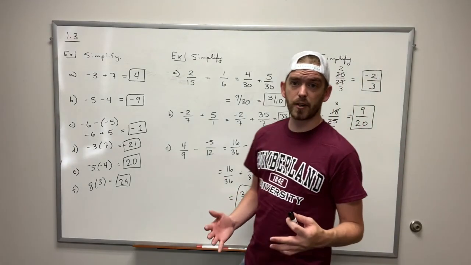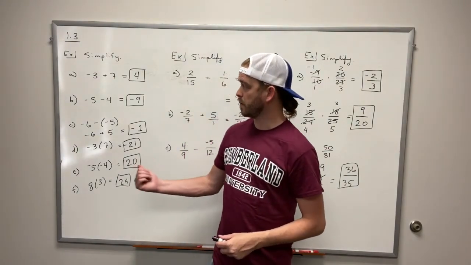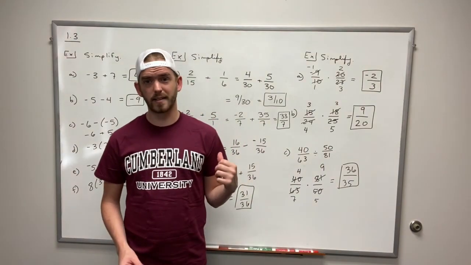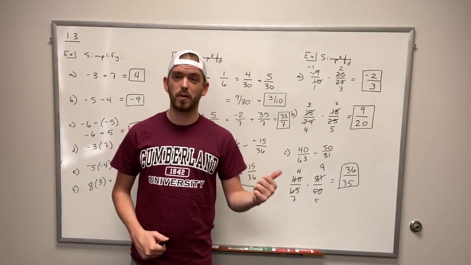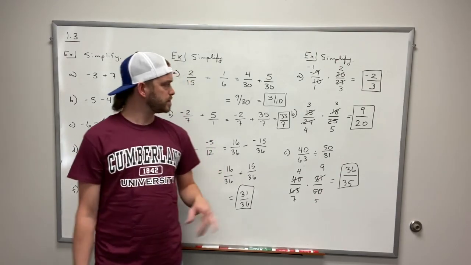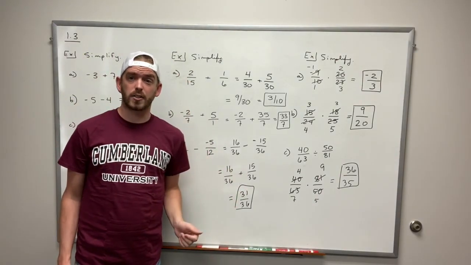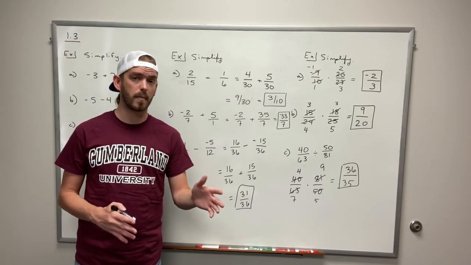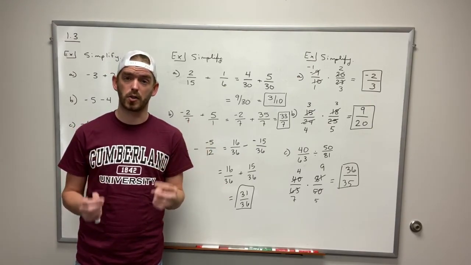This is a good introduction into basic operations. We've added, subtracted, and multiplied integers. We added and subtracted fractions, and we multiplied and divided fractions. A couple of things to remember. Whenever we add or subtract fractions, we have to find a common denominator first. Once you've found the common denominator, you're going to combine the numerators.